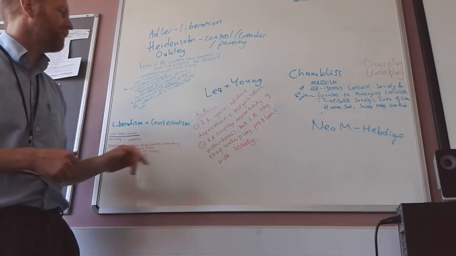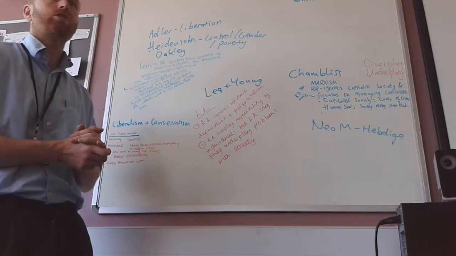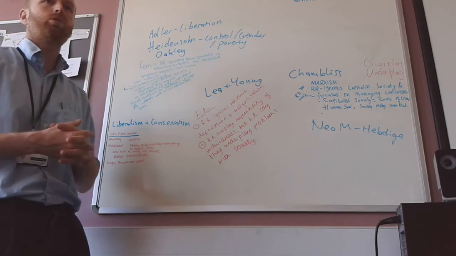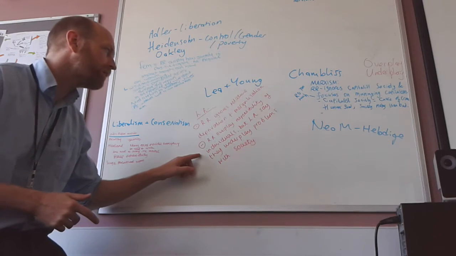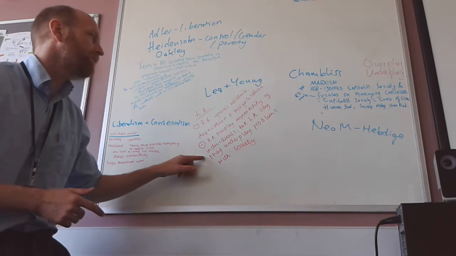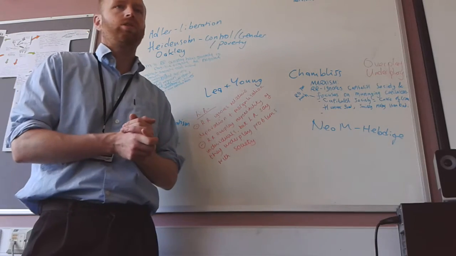Lea and Young, left realists, would argue that right realists ignore relative deprivation and marginalisation, which are causes of problems like poverty in society and crime in society. Right realists overplay the responsibility of individuals. Left realists would say that they underplay problems with society.